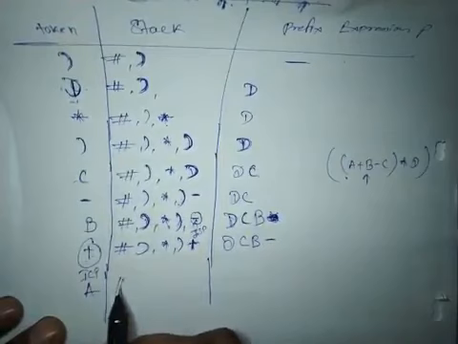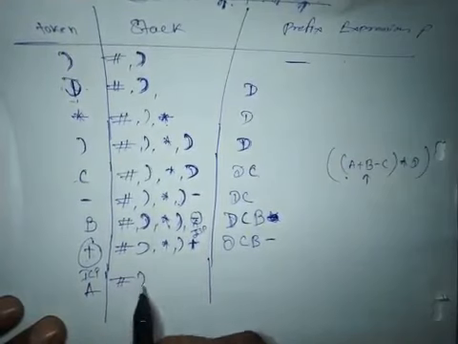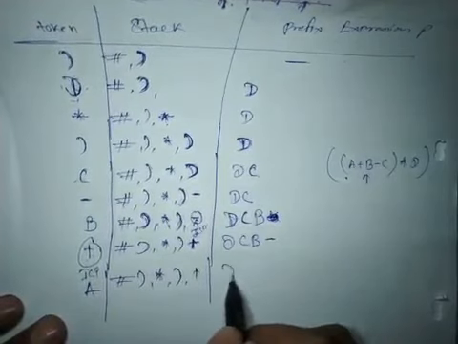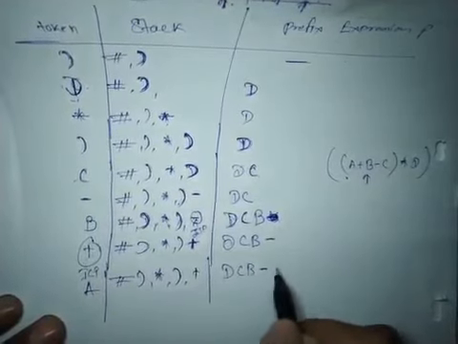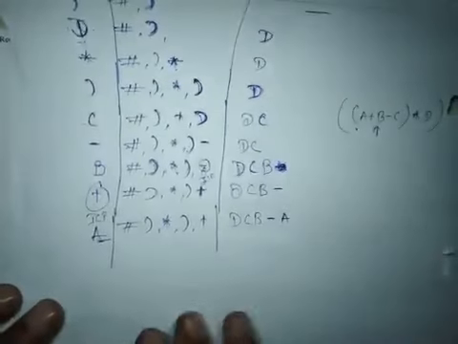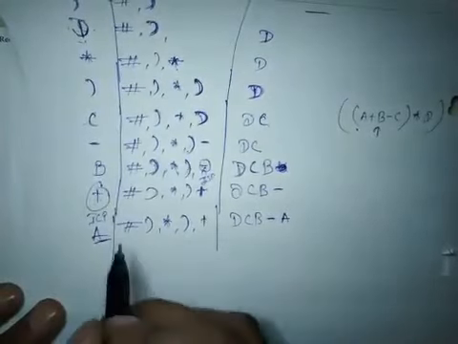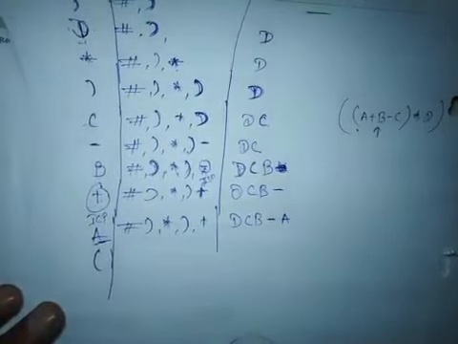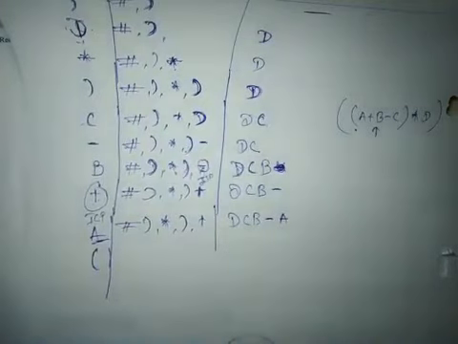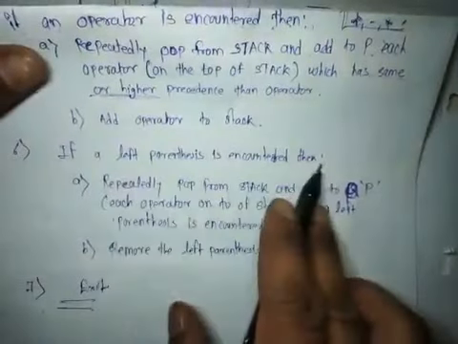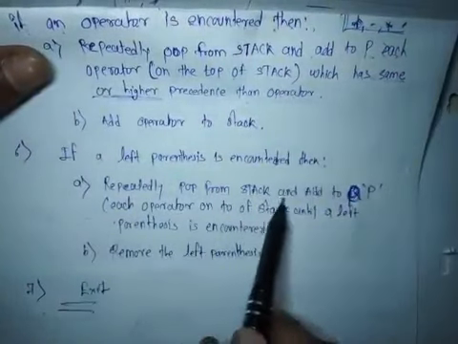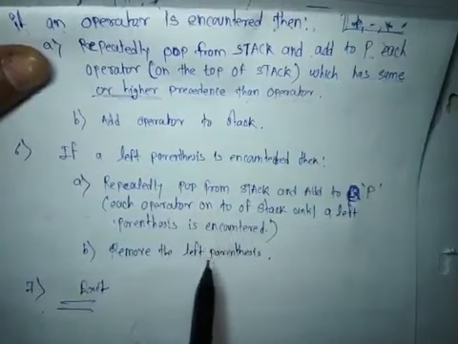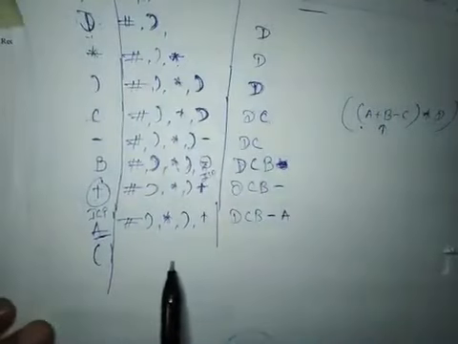So what we get? This is closing parenthesis, multiplication sign, closing parenthesis, plus sign, and here comes your DCB minus A. We added this operand over here. Okay, very simple. What is the next token? That is opening parenthesis. So what we write? If the left parenthesis is encountered, then repeatedly pop from the stack until closing parenthesis is encountered. Okay, until the closing parenthesis. So what we are going to do?